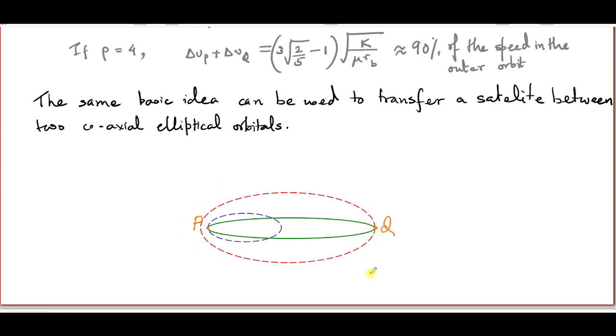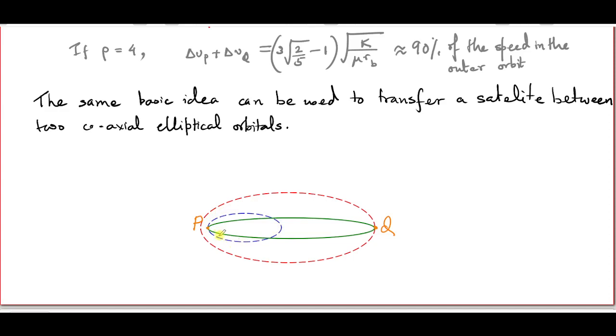By the way, the same basic idea can also be used to transfer the satellite in the other direction. Slowing down the satellite at the apogee of the larger orbit so that it goes into a Hohmann transfer orbit, and then slowing it down once again when it reaches its perigee to put it in the smaller orbit.